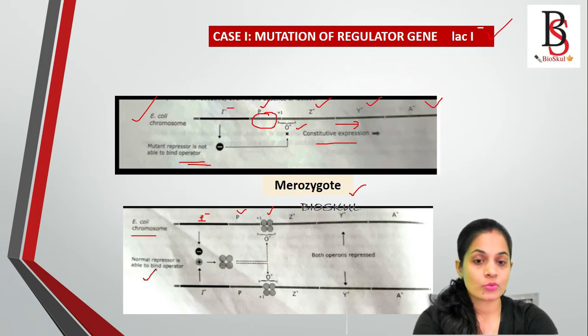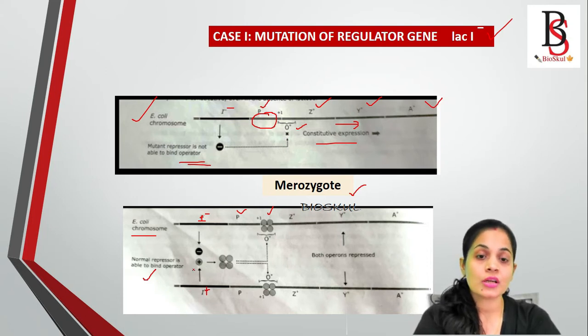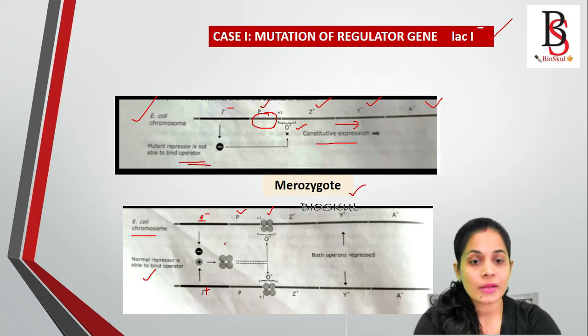The other chromosome, the merozygote, means partially diploid. Here the Lac I gene is not mutated, and there is the presence of the promoter, operator region, and the structural genes. In the E. coli chromosome, the I gene or Lac gene is mutated, which means it will produce a mutant repressor protein. But on the other hand, the F prime factor will produce the normal repressor.